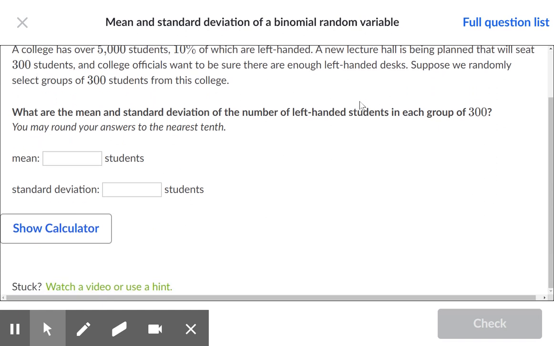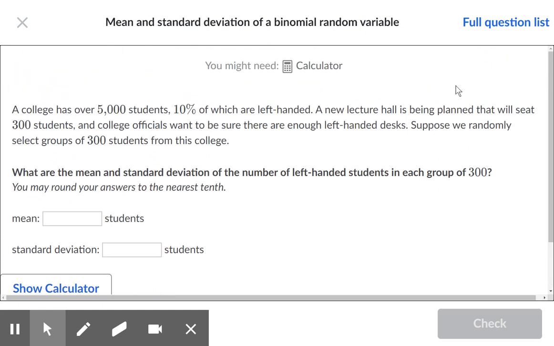All right, this is pretty easy. Just need to focus, and you can get through this. The college has over 5,000 students, so the population is more than 5,000. Ten percent of which are left-handed.